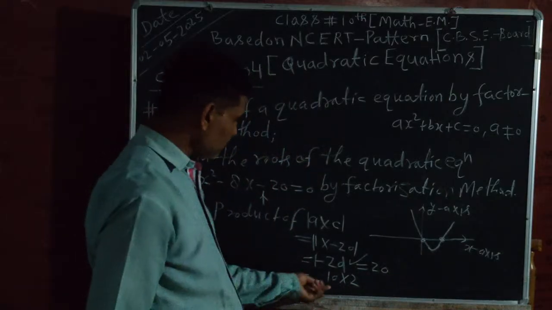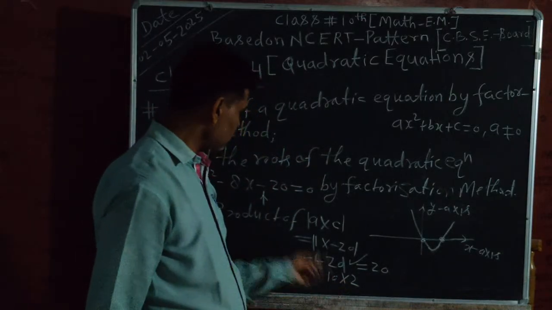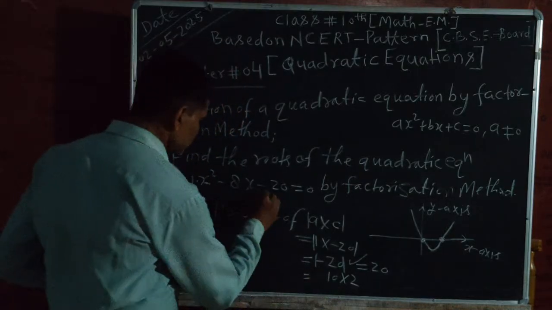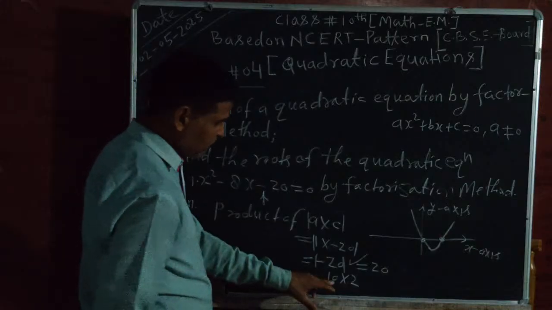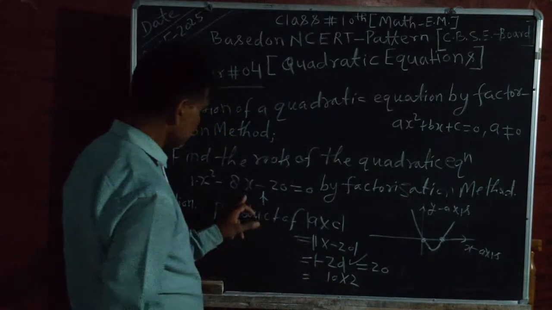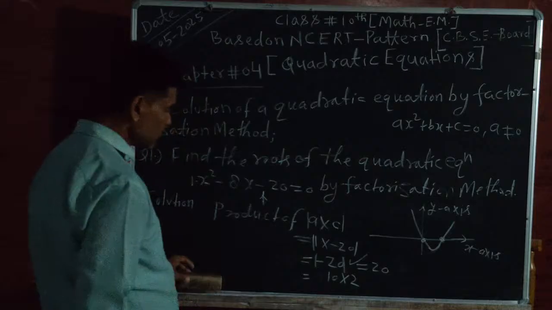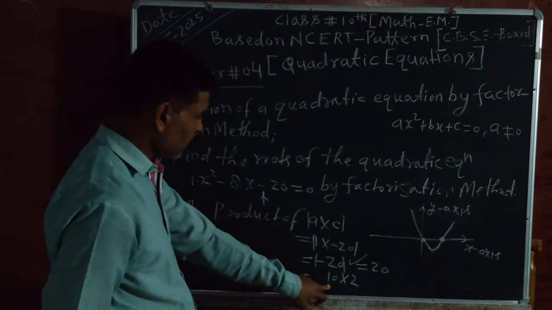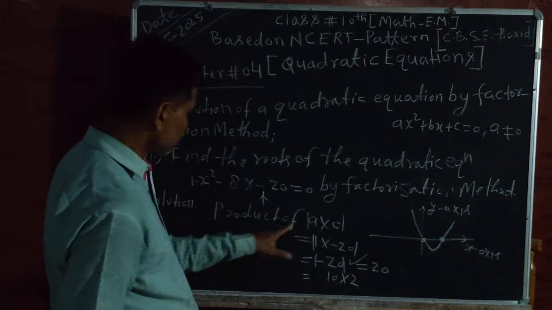So that 20 can be written as 10 into 2, that will be 20. So one factor is 20. Now here minus sign is available, so I will subtract 10 minus 8. That will be the coefficient of x. Okay, student. So this is the way to find the product of A into C.